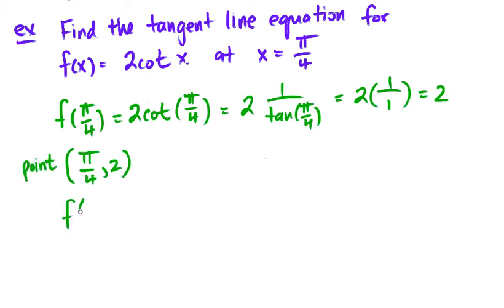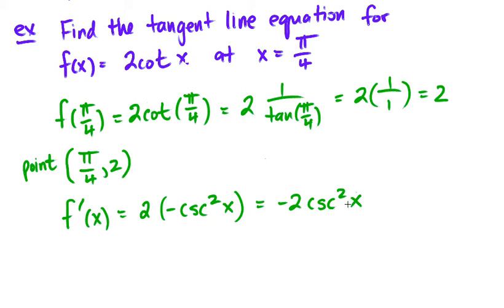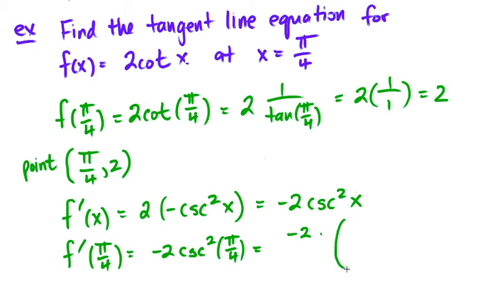So I now need to find the derivative. The derivative is 2 times negative cosecant squared x, or negative 2 cosecant squared x. And I need to find my slope, which happens at pi over 4. And so I get negative 2 cosecant squared of pi over 4. Hopefully you remember how to do these ones. It's the same as negative 2 times 1 over sine squared of pi over 4.